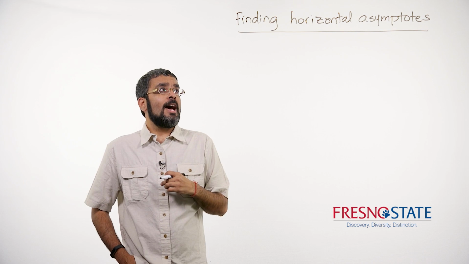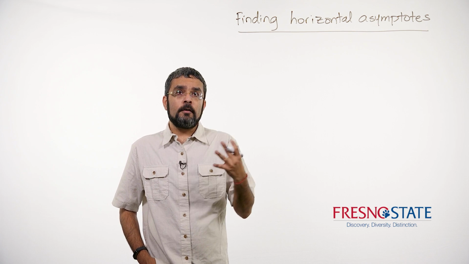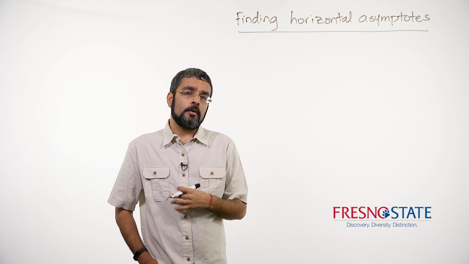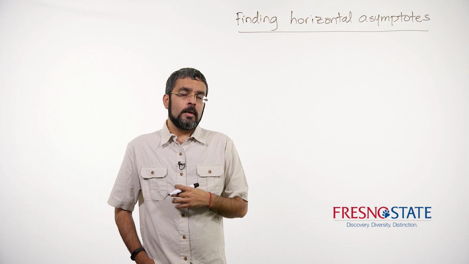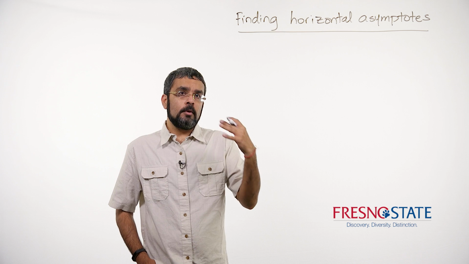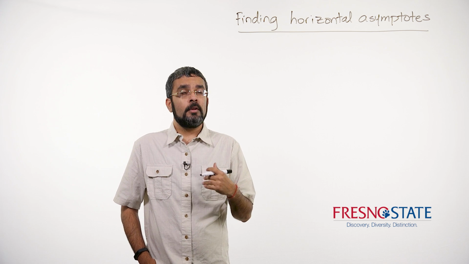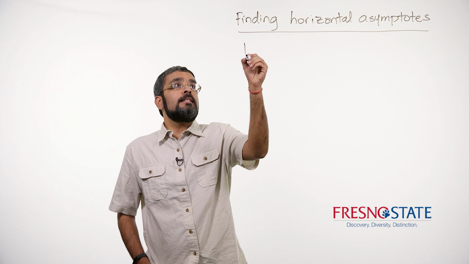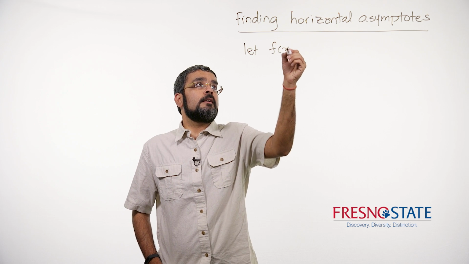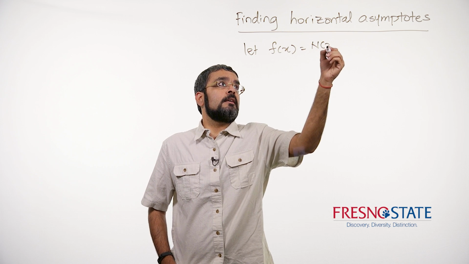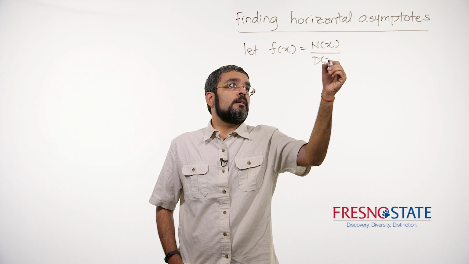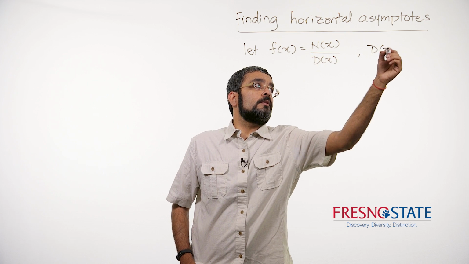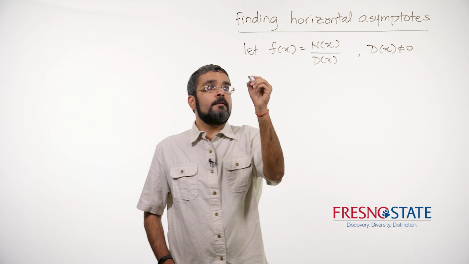So in this video, we're going to look at how to find horizontal asymptotes. If I give you a rational function, how can we figure out what the horizontal asymptote is? We can do that by looking at the numerator function and the denominator function, and especially the degree of that function. So let f(x) equal N(x) over D(x), obviously D(x) not equal to 0, be a rational function.